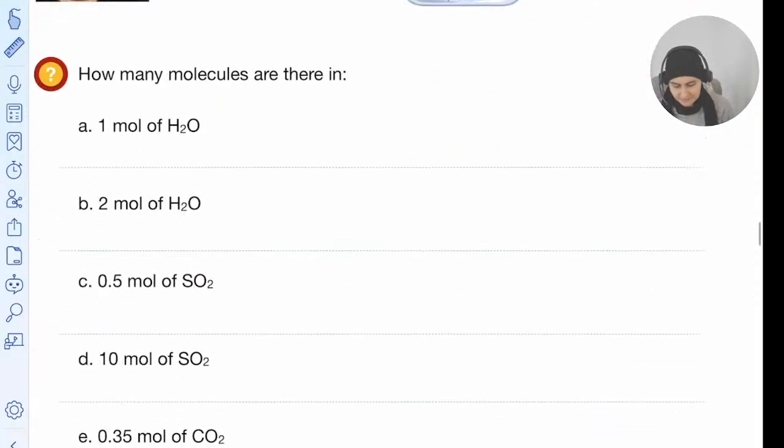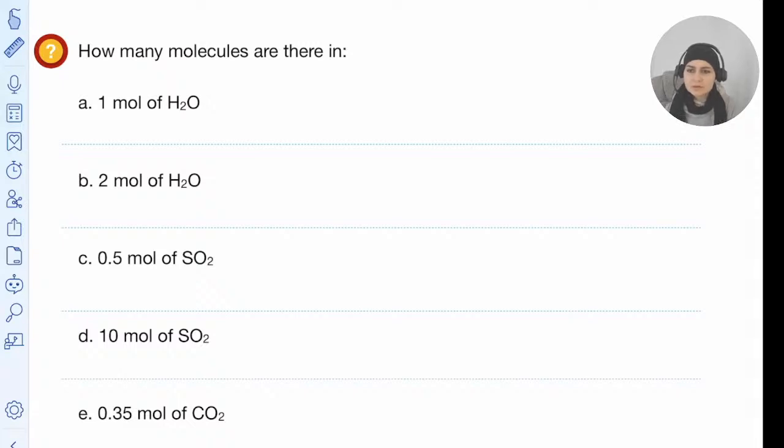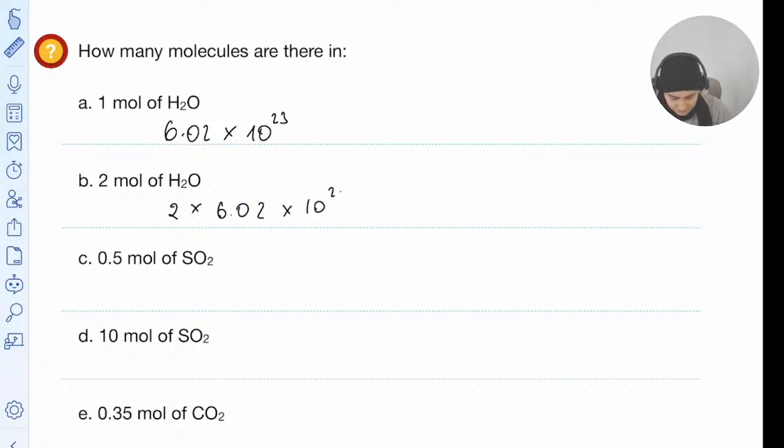For example, if they ask how many molecules are there in 1 mole of H2O, you know that 1 mole is just 6.02 times 10 to the 23rd molecules. It's like 1 times 6.02 times 10 to the 23rd. And if it's 2 moles of molecules, well, guess what? It's twice more, right? So it's 2 times 6.02 times 10 to 23rd. Now you can use a calculator for IB, so don't use your mental math anymore unless you need it for some other purposes, but not in chemistry. Well, and so on, right?